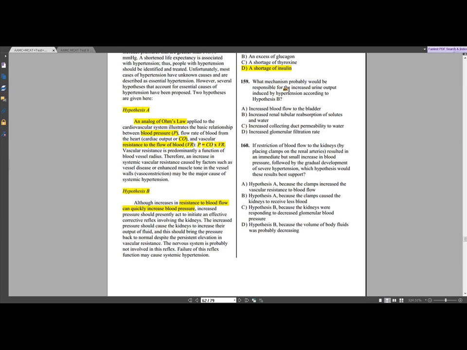What mechanism would probably be responsible for the increased urine output induced by hypertension according to hypothesis B? Hypothesis B, well, if resistance increases, then blood pressure increases. And I'm thinking, if blood pressure increases, then the kidney has to reduce the volume of water in blood to reduce blood pressure back to normal. Increase blood flow to the bladder? No. I'd say increase permeability to water.